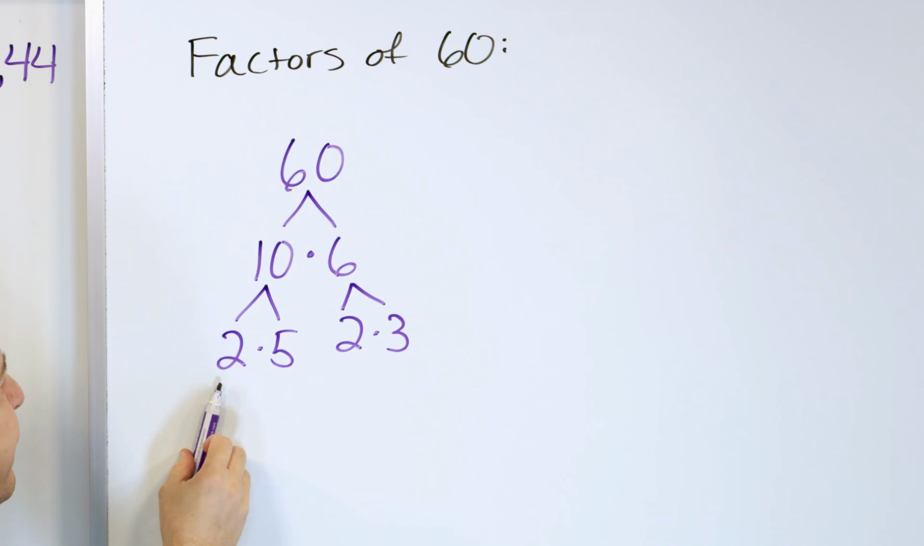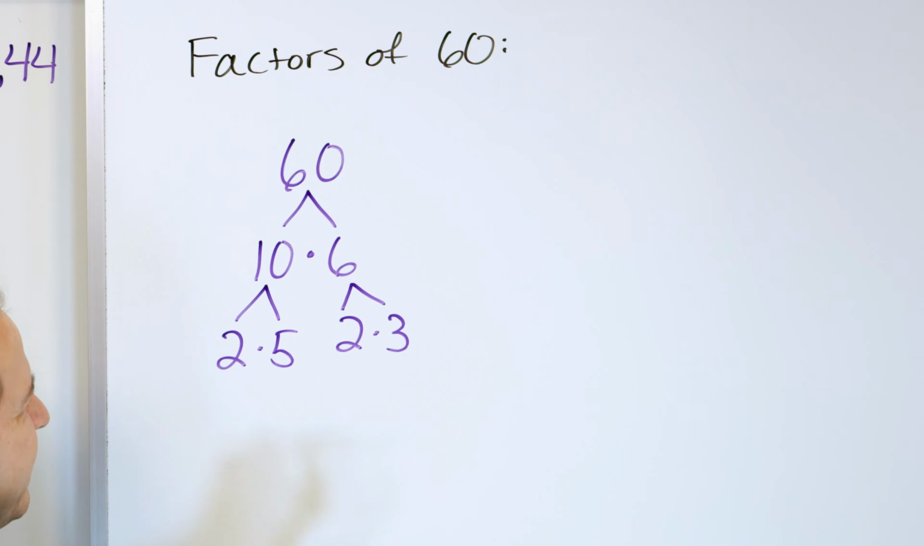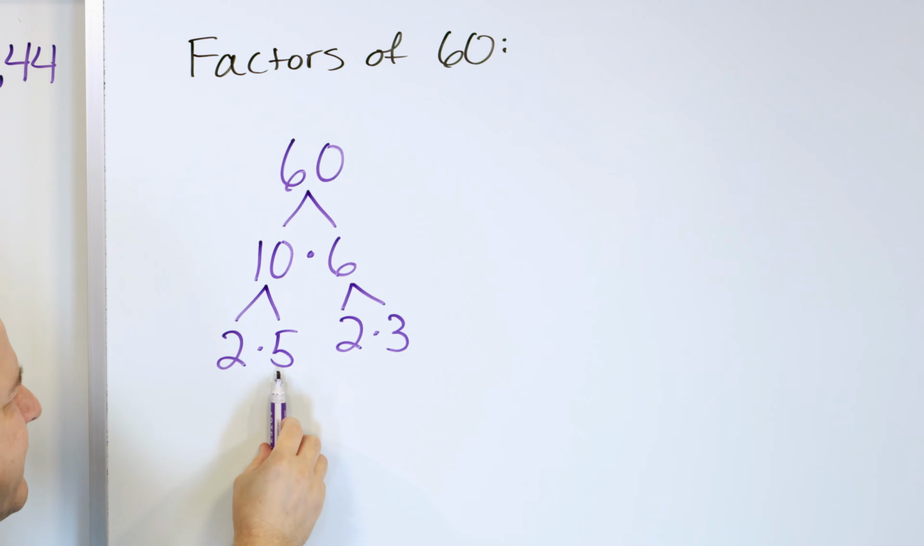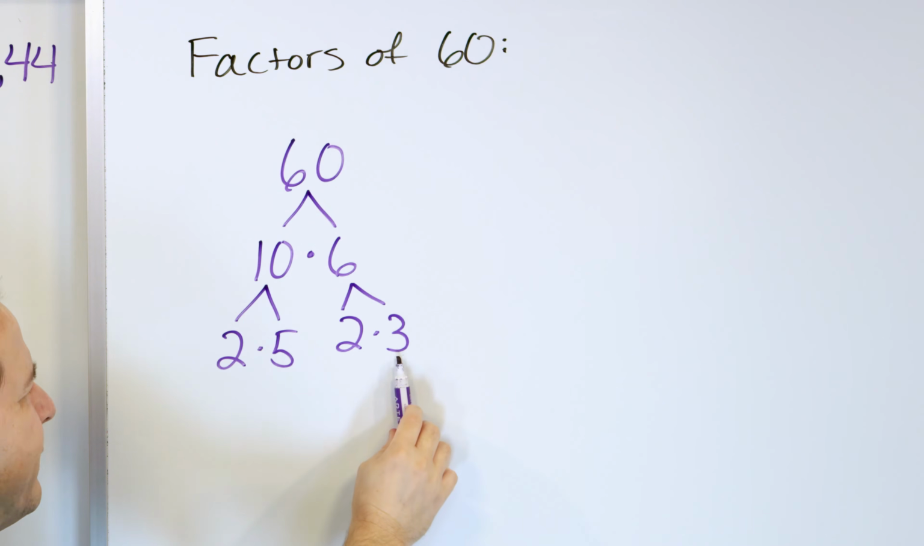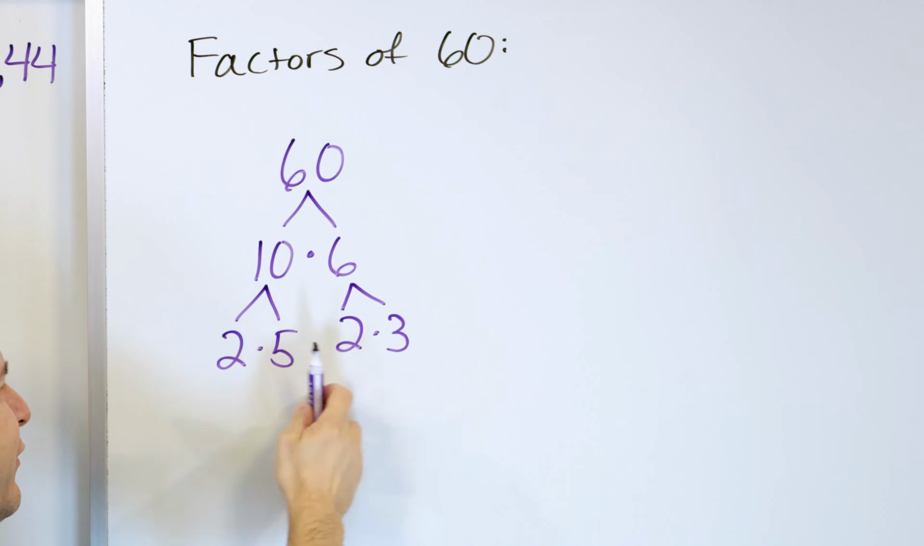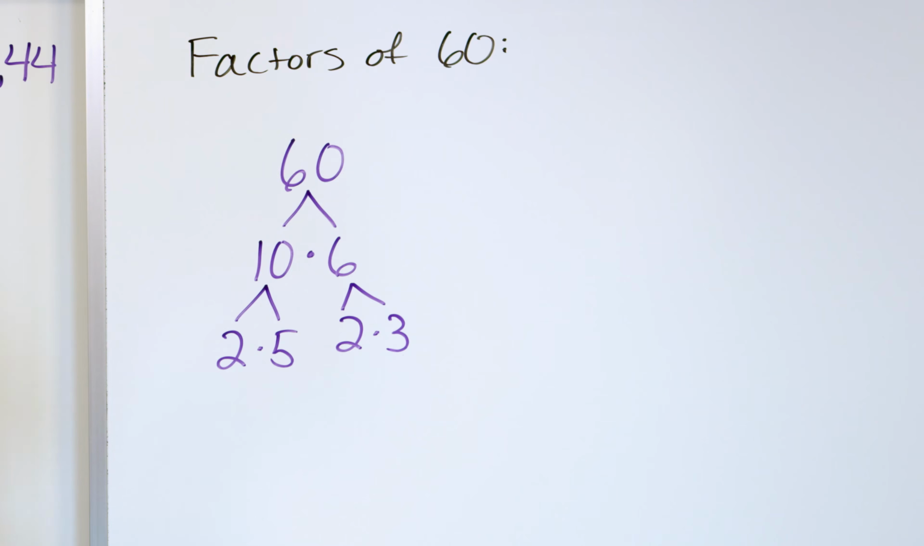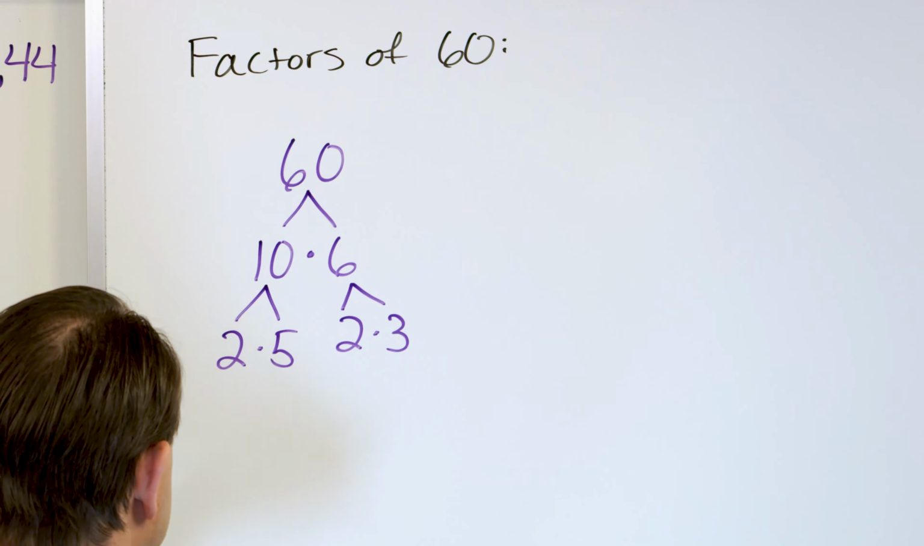I could break the 2 further, but it would be just 1 times 2. That's nothing new. I could break this into 5 times 1, 1 times 2, 1 times 3, but all I would do is have extra 2's and 5's and 3's down there. That's not going to add anything. So I'm in a position now where I can start to write the factors down.